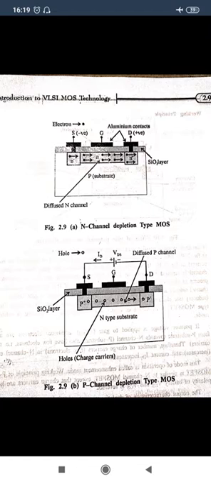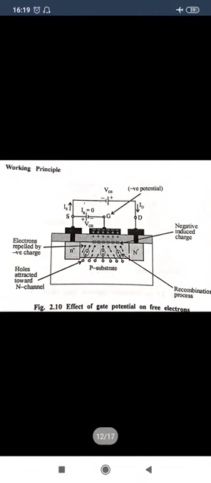So the depletion type of MOSFET basically has two types of characteristics, depending on the gate to source voltage. When we increase the voltage, it works as an enhancement type of MOSFET, and when we decrease the gate voltage, it works as a depletion type of MOSFET. In this case, first I will explain the working condition.